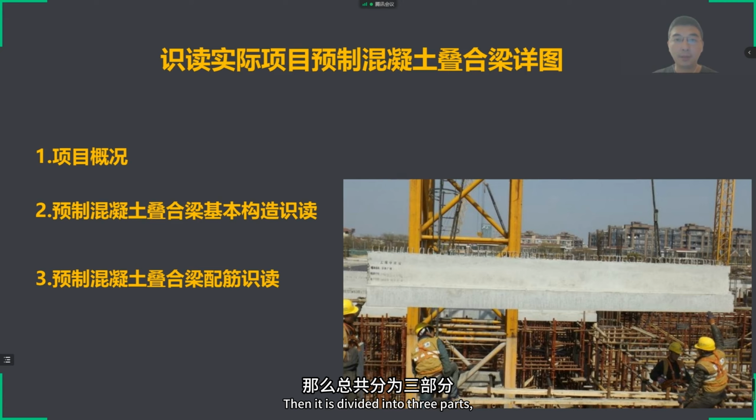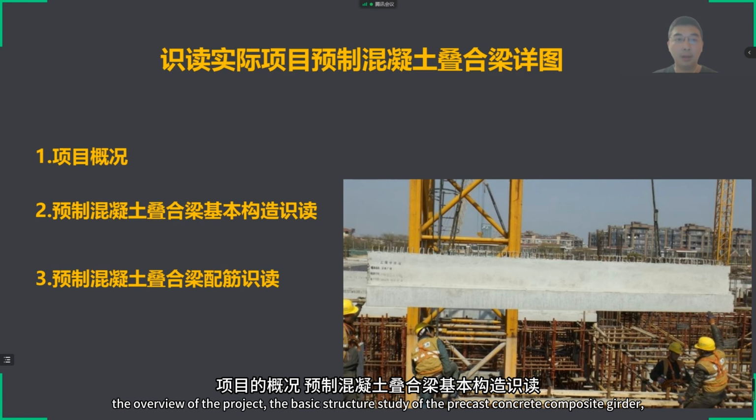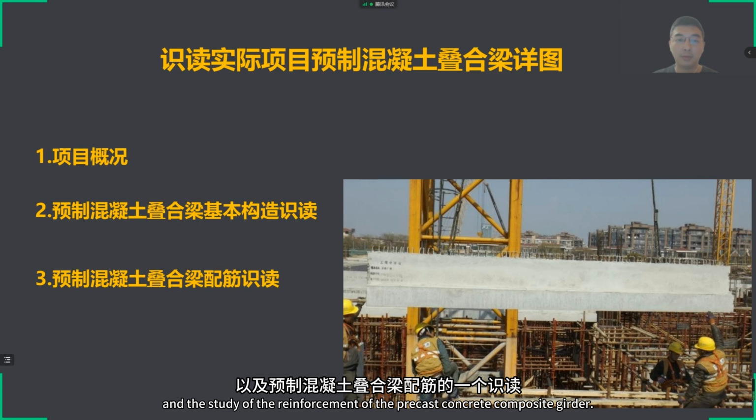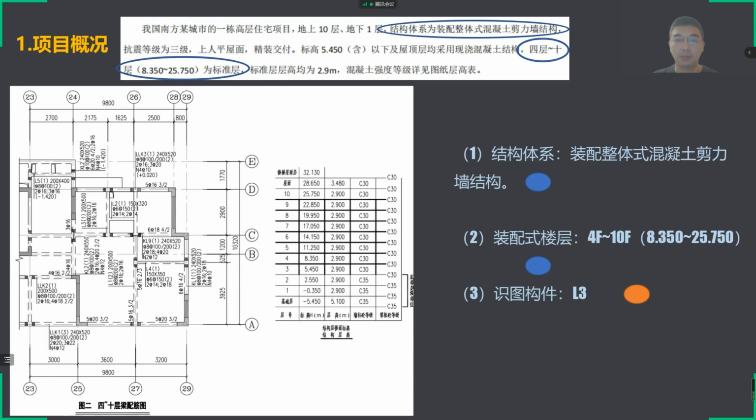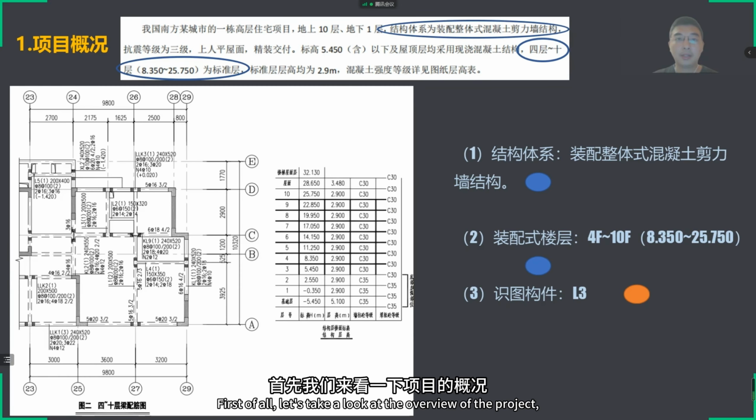Then it is divided into three parts: the overview of the project, the basic structure study of the precast concrete composite girder, and the study of the reinforcement of the precast concrete composite girder. First of all, let's take a look at the overview of the project.